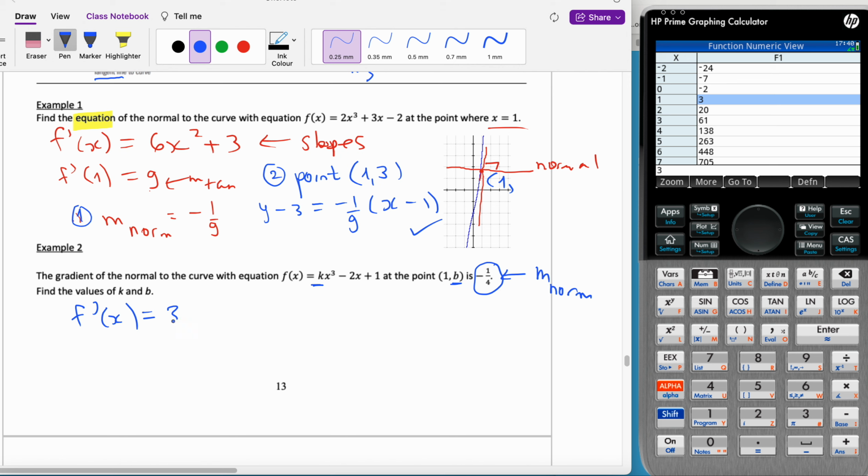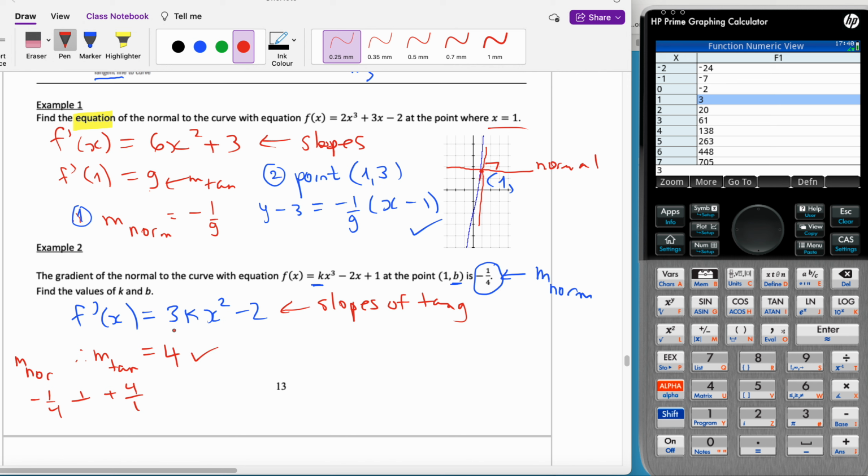Let's take the derivative. So this is 3kx squared minus 2. Again, what did we find? We find all the slopes of the tangent. They gave us the slope of the normal, which is of no use. So why don't we instead find the slope of the tangent? Since the slope of the normal is -1/4, the slope of the tangent is going to be +4. Yay! Since this is all the slopes of the tangent, we know this is happening at x = 1, and we know that the slope is 4.